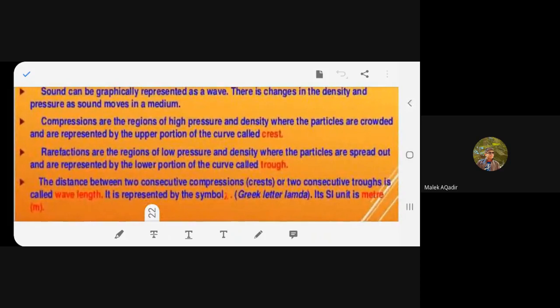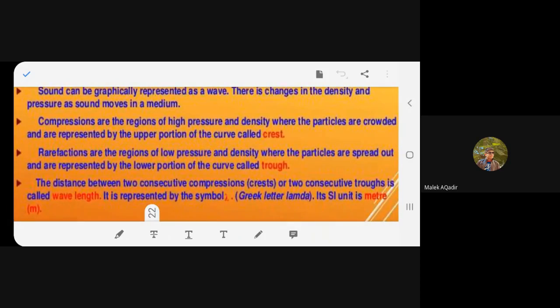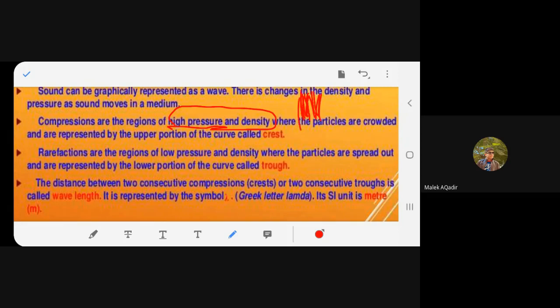Yes, ma'am. Okay. So what I said just now has been repeated over here. See, compressions are regions of high pressure and density. You agree now? What is the compression? High pressure and density, very close to each other. Isn't it? So particles are very close to each other.